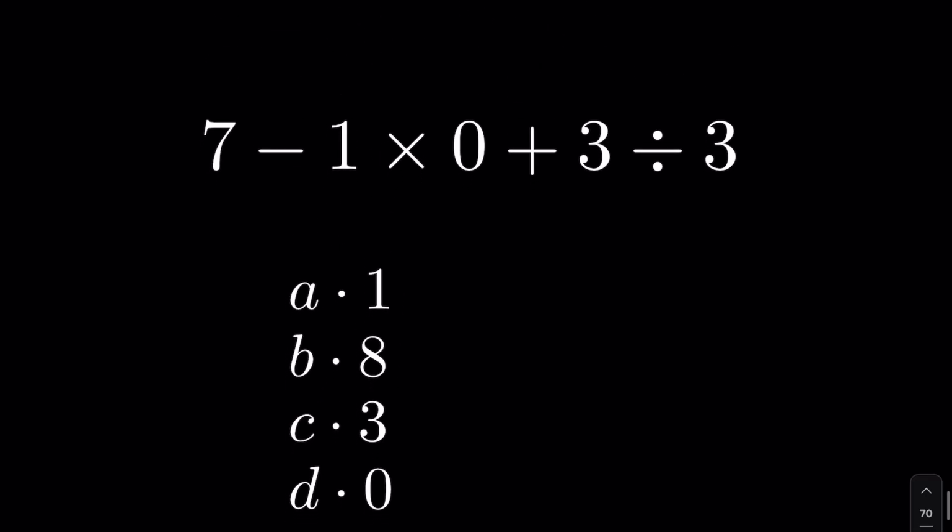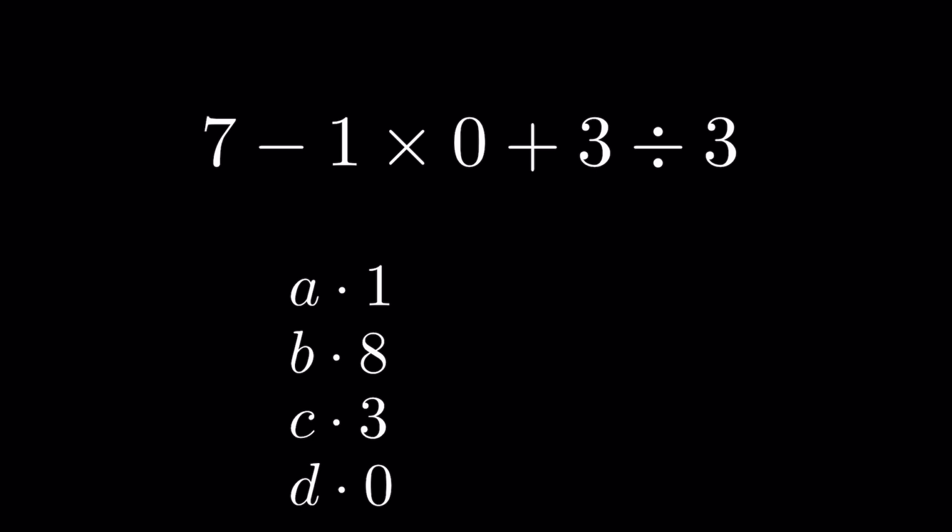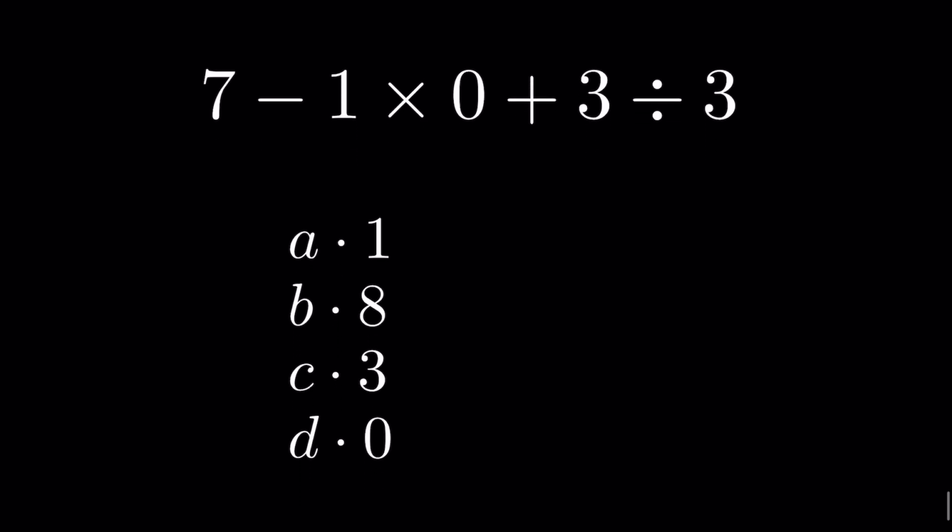What about this question? Can you solve it following the rule? What is the correct answer? 7 minus 1 times 0 plus 3 divided 3. Now always remember that subtraction will not have precedence over multiplication. So first we will do multiplication. So this left to right doesn't work with subtraction and multiplication.